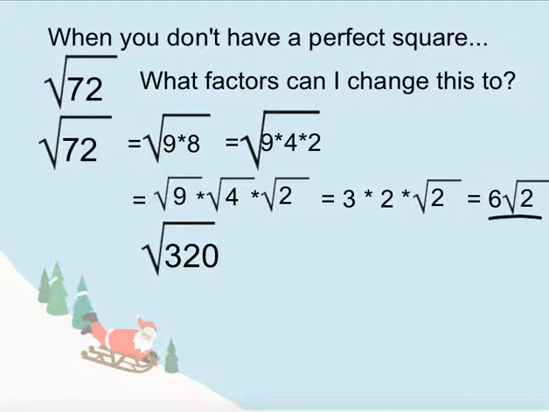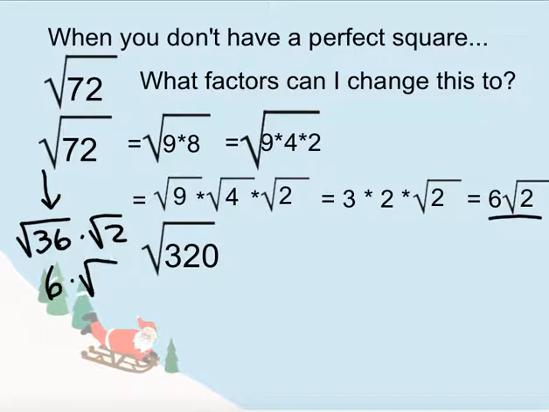Now we could have done this another way by saying the square root of 72 is actually the same as the square root of 36 times the square root of 2, which is 6 times root 2.